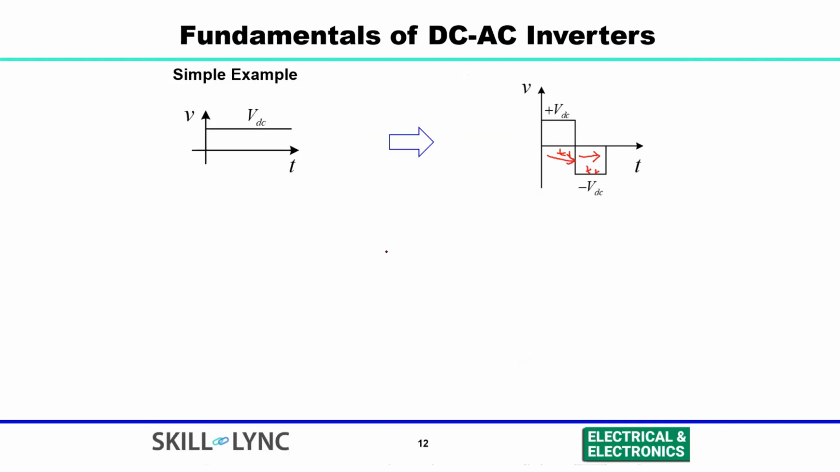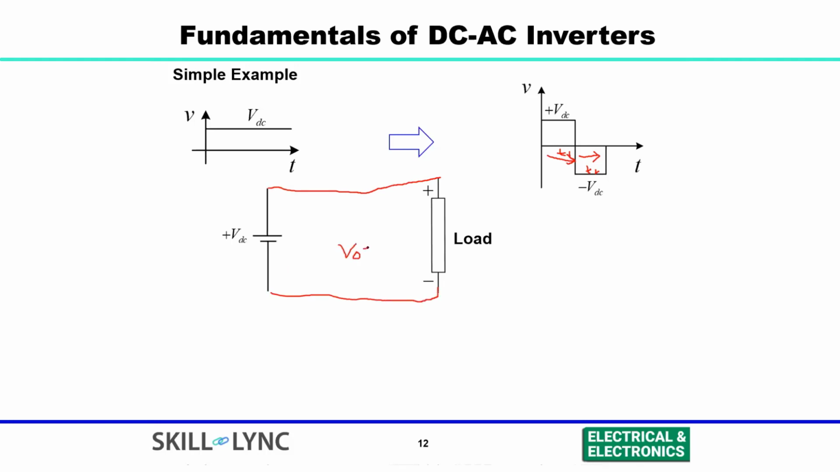First, we have a battery or voltage source, and we have a load here. If you connect these terminals directly, positive to positive, what will be the output? V0 is equivalent to VDC. So the output will be equal to VDC during the duration in which you connected the source to the load.